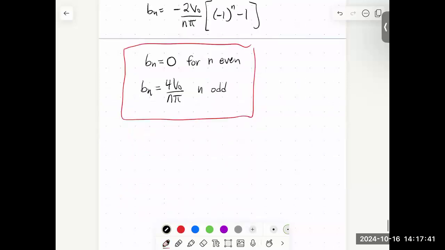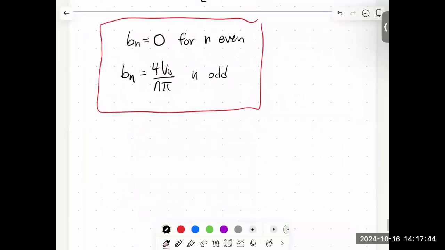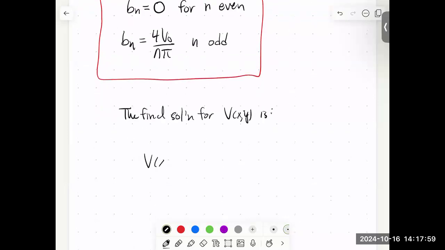So the potential, the final solution for v of x, y is going to be equal to, we said we had to sum over n, but now our sum is restricted to odd values of n. So this is going to be a sum of 1, 3, 5, 7, and so on. And we had a 4v0 over n pi. Those are our bn coefficients.